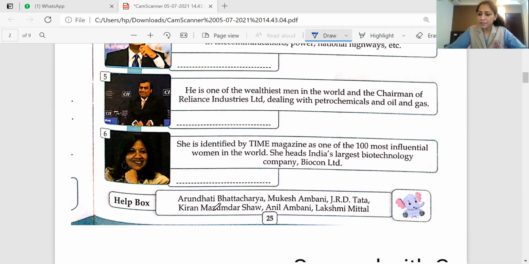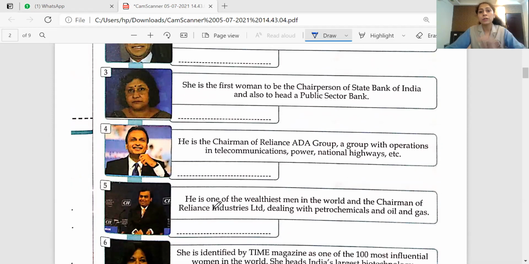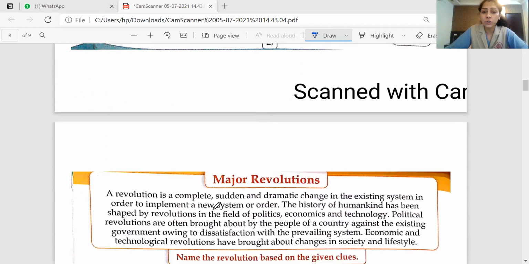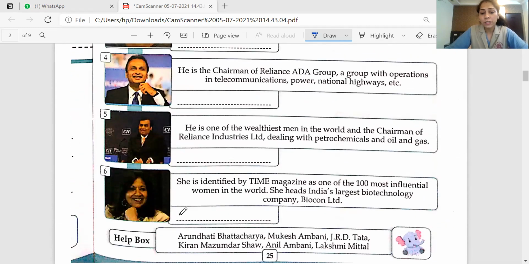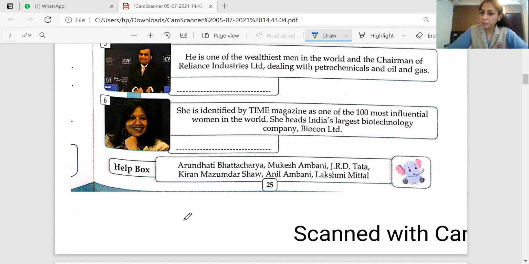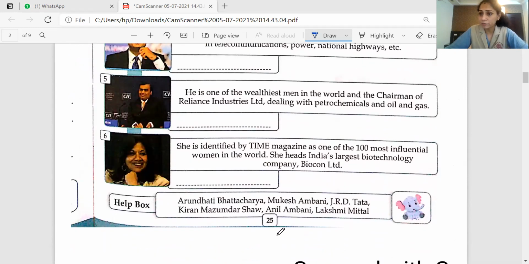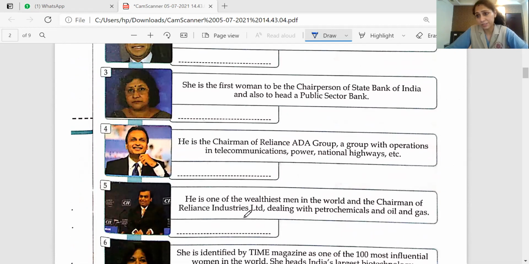So this is my set for today, beta. For these two pages, I hope you enjoyed the session and added a lot to your knowledge. Next, we will start with your major revolutions. So these are the two pages I've covered till page 25. You have to learn with interest.